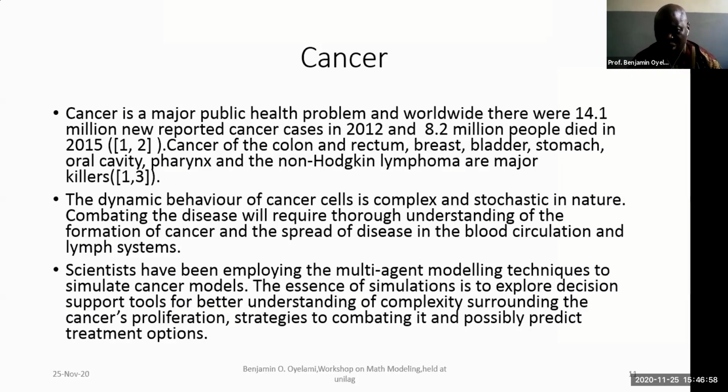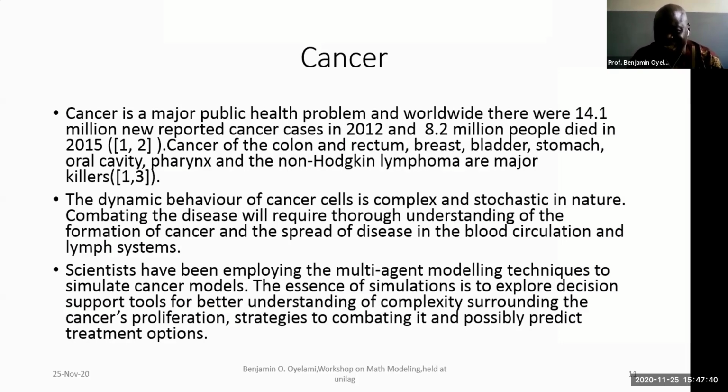And when it spreads, the process of spreading around the body is what is called metastasis. It can spread to the bloodstream, it can spread to the lymphatic cells, and all those sort of things. So scientists have been employing what we call multi-agent modeling techniques to simulate cancer models. The essence of simulation is to explore tools for better understanding the complexity surrounding cancer proliferation, and the strategies to combat it and possible treatment options.